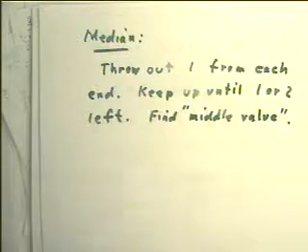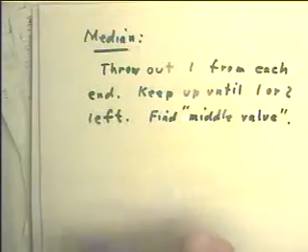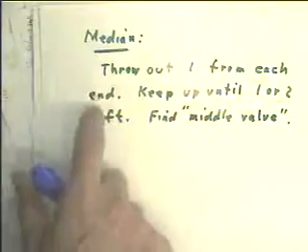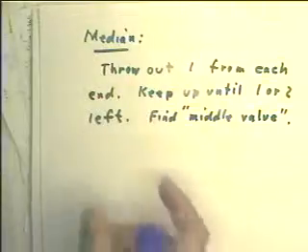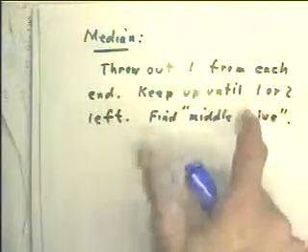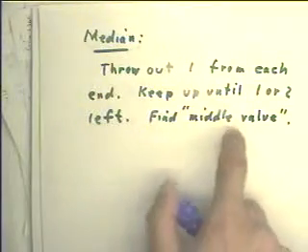Another measure of central tendency is the median. To find the median, we think of listing all occurrences in order, and then we throw out one from each end, the highest and the lowest. And then with what we have left, we throw out the highest and the lowest, and we keep doing that until we're left with only one or two values in the middle.